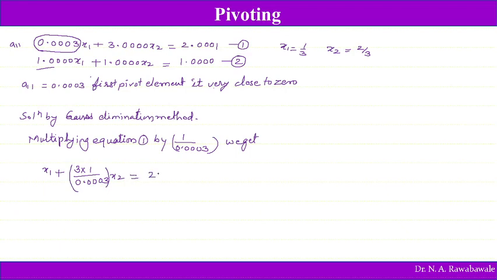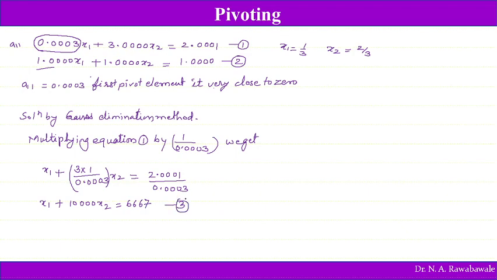which is equal to 2.0001 divided by 0.0003. So on simplification we get x1 plus 10,000 x2, which is equal to 6667, and we call this equation number 3.